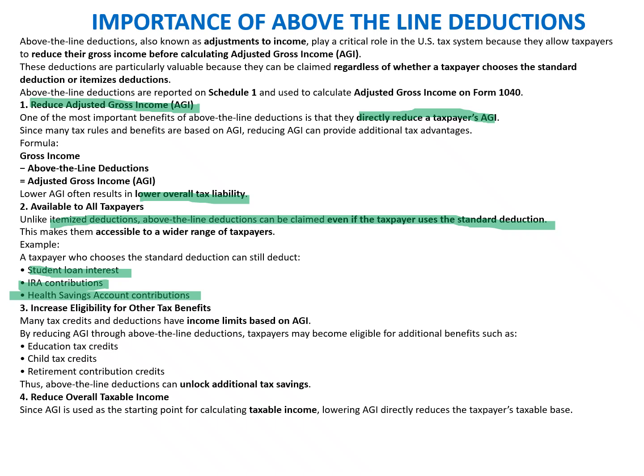Many tax credits and deductions have income limits based on the AGI. By reducing the AGI through above the line deductions, a taxpayer may become eligible for additional benefits such as the educational tax credit, the child tax credit, and the retirement contribution credits. Thus, above the line deductions can unlock additional tax savings. It reduces the overall taxable income, since AGI is the starting point for calculating taxable income. Lowering the AGI will have a cascading impact of lowering the taxable income and hence the consequential taxes. We'll move to the next slide and see the rest of the benefits and the importance of above the line deductions.